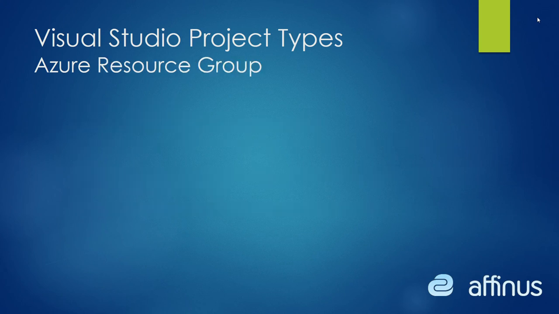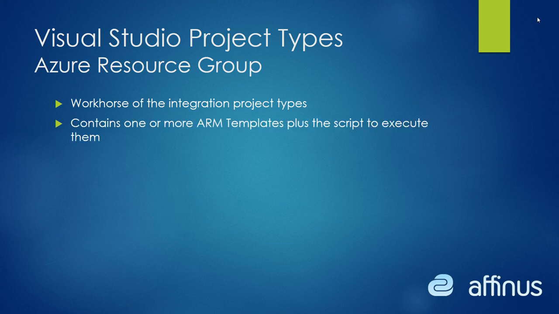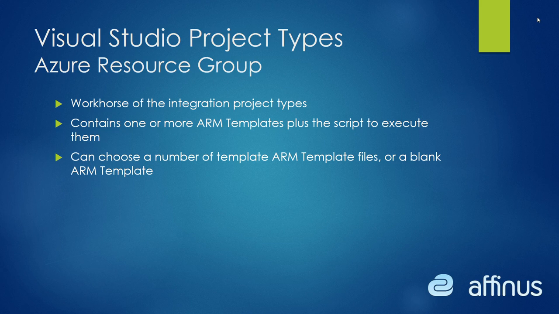Azure Resource Group. This is probably the most versatile project because it contains almost everything else. So, as I said, it's the workhorse of the integration project types. An Azure Resource Group is effectively a container for an ARM template, or at least one ARM template, plus the script to execute the ARM templates. When you create an Azure Resource Group project type, you can choose from a number of standardized templates or a blank ARM template.